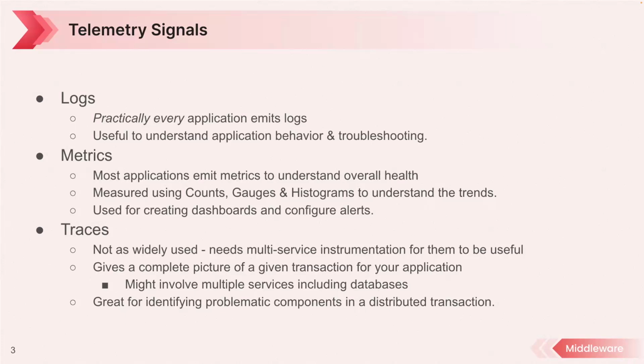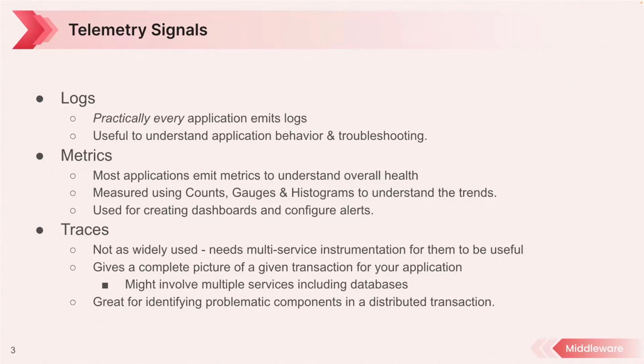Usually there are types of metrics like counts, gauges, and histograms that help us understand the behavior or overall health of your application better. And another good thing about metrics is it helps you create dashboards and alerts. If the requests per second exceed a certain threshold, you can immediately configure an alert to notify you on Slack or email or wherever.